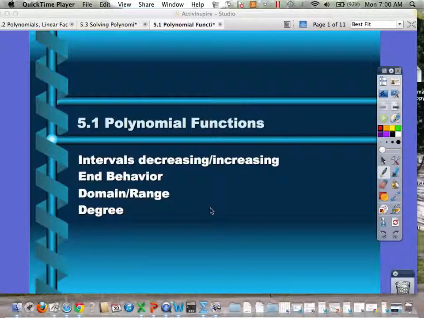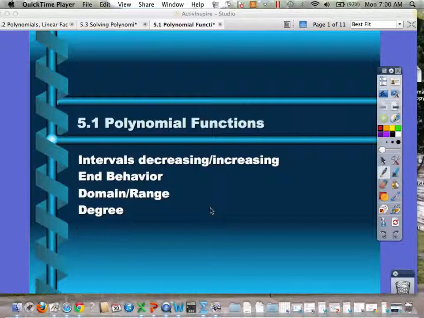5.1 Polynomial Functions. This has got a lot of vocabulary and different things. It's not a difficult section, but it's just got a lot of little things that you've got to remember when they're referring to certain things. You've got to know what those words are.